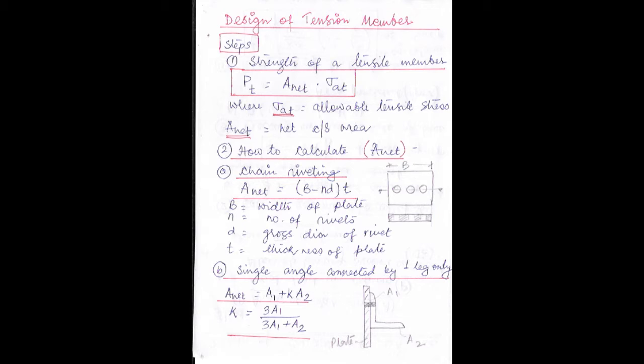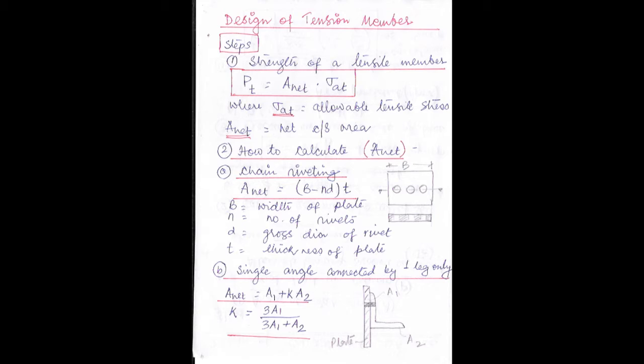The second step is how to calculate the net area. Here I will discuss 4 options. First option is if there is chain riveting. You can see the diagram. There is one plate of width B and thickness T. Now if this plate is riveted in a chained way, that is chain riveting, how can we find out the A net area?